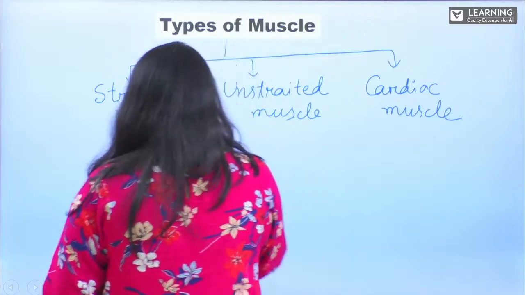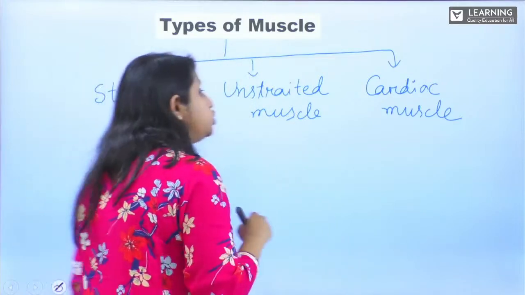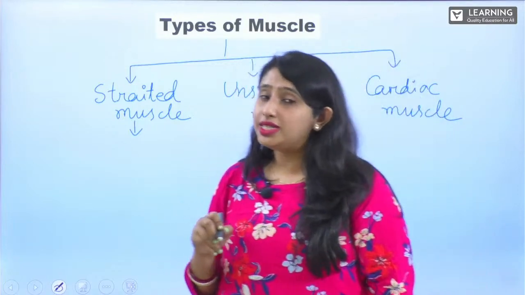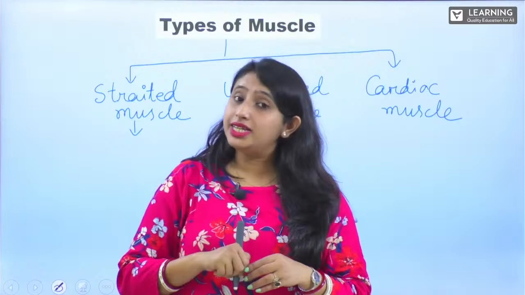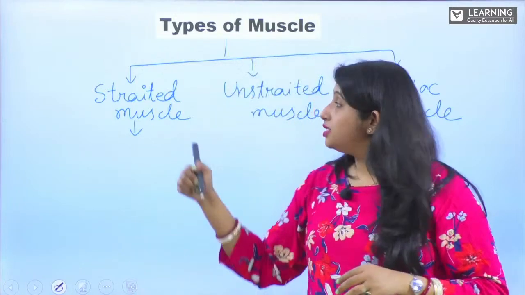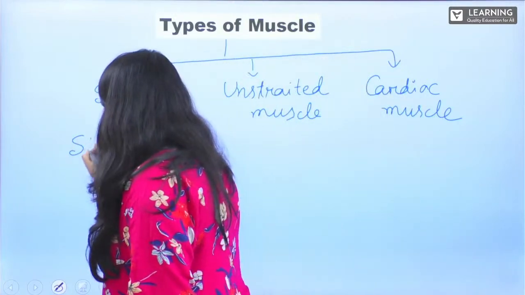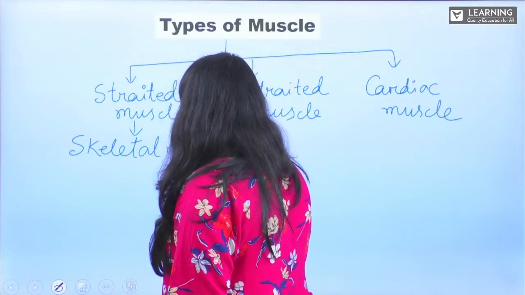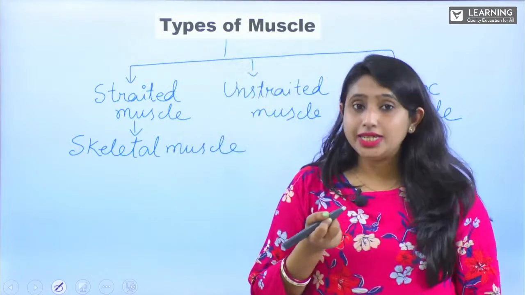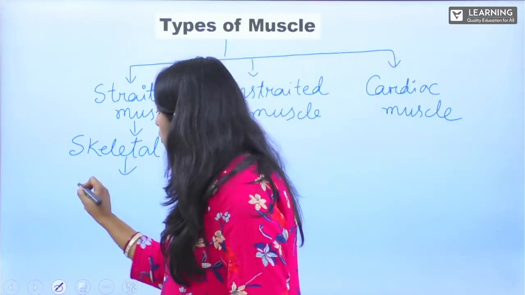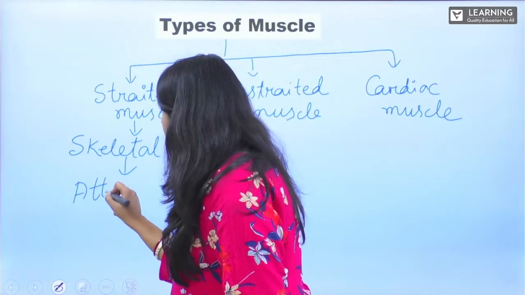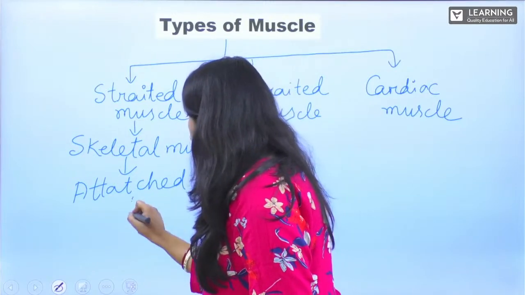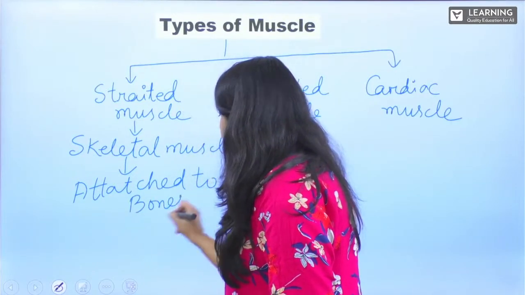So striated muscle is also known as what? It is also known as voluntary muscle or the skeletal muscles. Now, why is it known as the skeletal muscle? Why is the striated muscle also known as skeletal muscle? Because it is attached to the bone. These muscles are attached to bones.